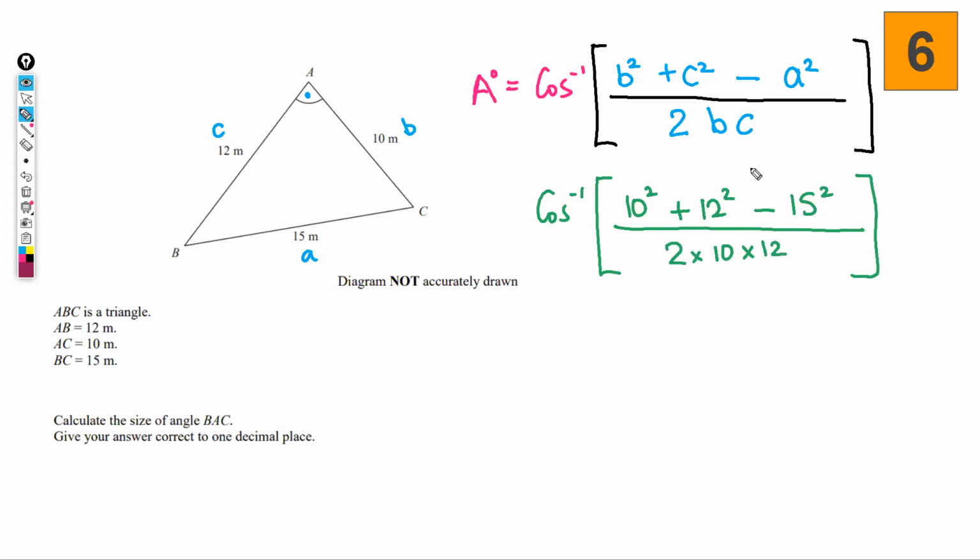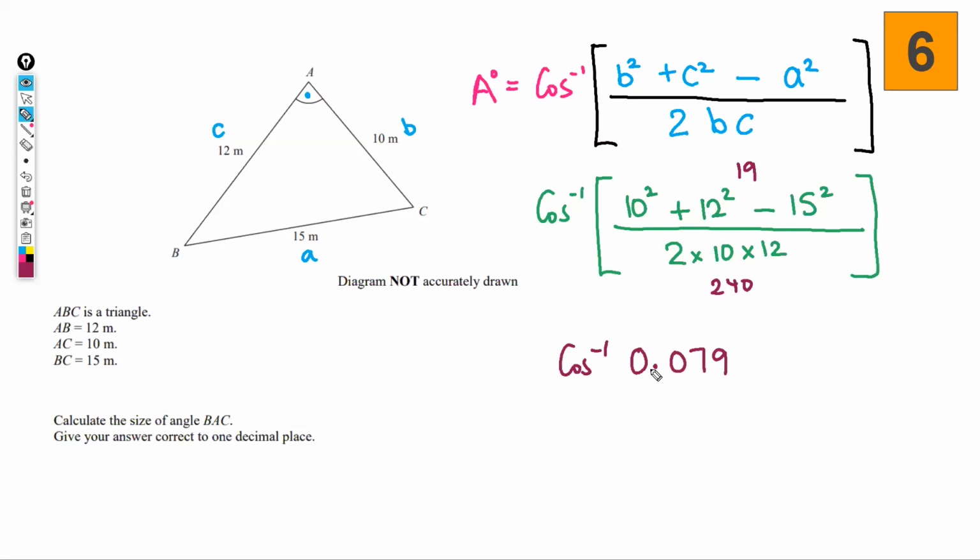How many people got 19 on top? When you worked out the whole top there, I'm getting 19. That's a nice answer, right? And the underneath, you're going to get 2 by 10 by 12. So that's 240. Divide these two, right? 19 divided by 240. And when you do that, inside those scary square brackets, you're getting 0.079 or something like that, right? You should make sure you see that divided, but don't cos inverse yet. We're going to cos inverse last.